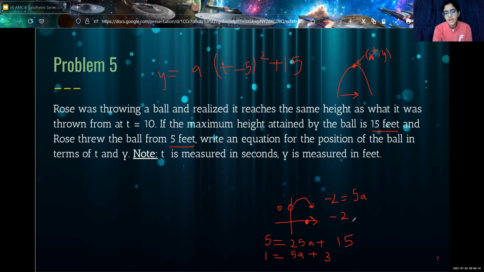So remember, we're dividing by 5 from both sides. We're not multiplying by 5, because otherwise we'd get -10 = 25a. So make sure you're dividing by 5 and not multiplying. So we get -2 over 5 is equal to a, right? And this is just -0.4. So that means that our final equation will be y equals -0.4 times t minus 5 squared plus 15.